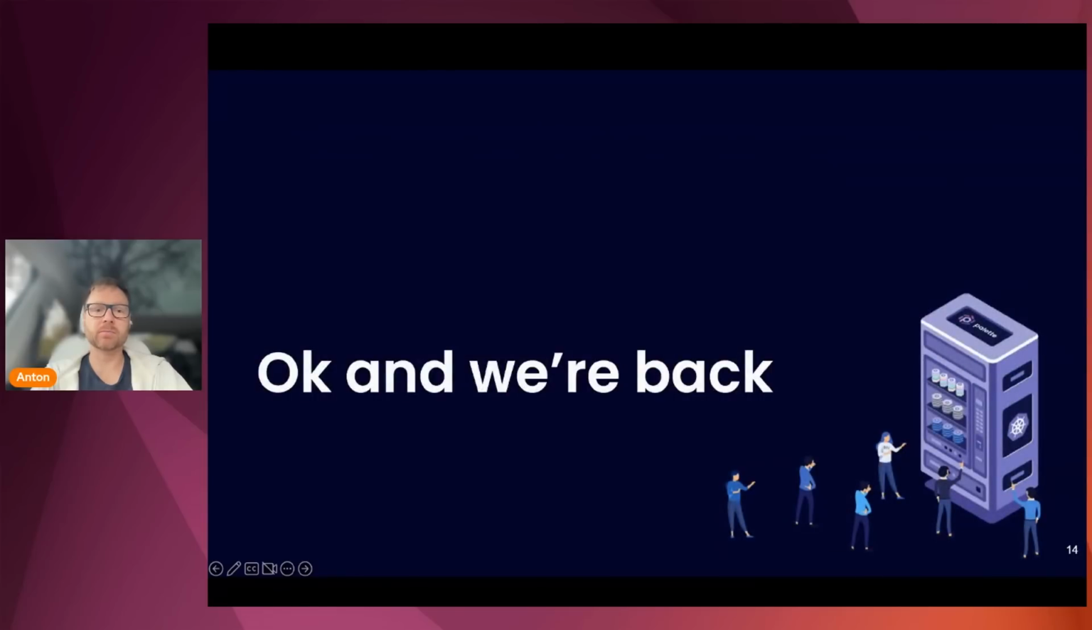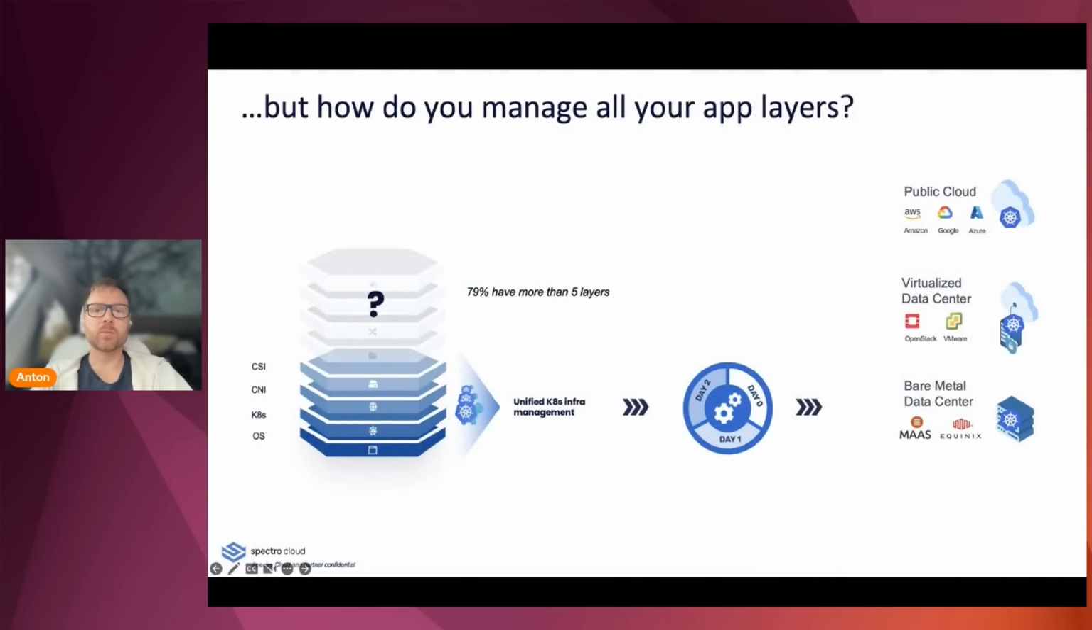Okay, so we're back. So back to Palette. Now we spoke about Cluster API, and you see these little turtles down on the bottom left, and they're helping us manage the bottom layers. But what about the higher layers? Remember, 79% of our respondents had more than 5 layers. We have the substrates on the right-hand side, which is the public cloud, the bare metal, the MAAS, etc., the VMware, and OpenStack. But we also need day 2 operations. So we need to standardize how, even though we're using Cluster API, how do we standardize things? How do we manage the Cluster API definitions themselves? It can quickly get out of hand.